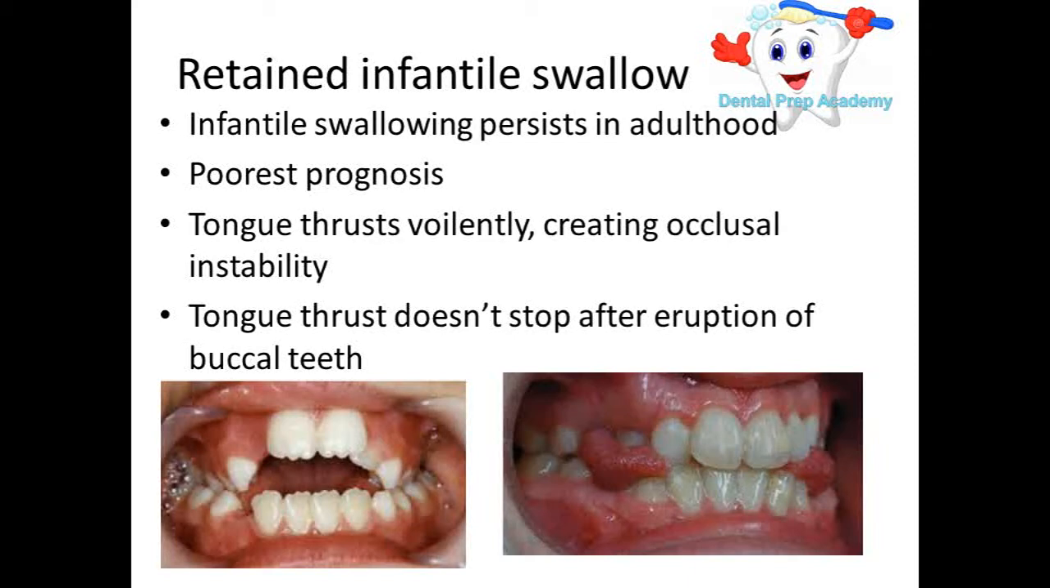As a result of this violent tongue thrusting between the teeth in front and laterally on both sides, there is instability of occlusion. And mind you, retained infantile swallowing has the poorest prognosis.